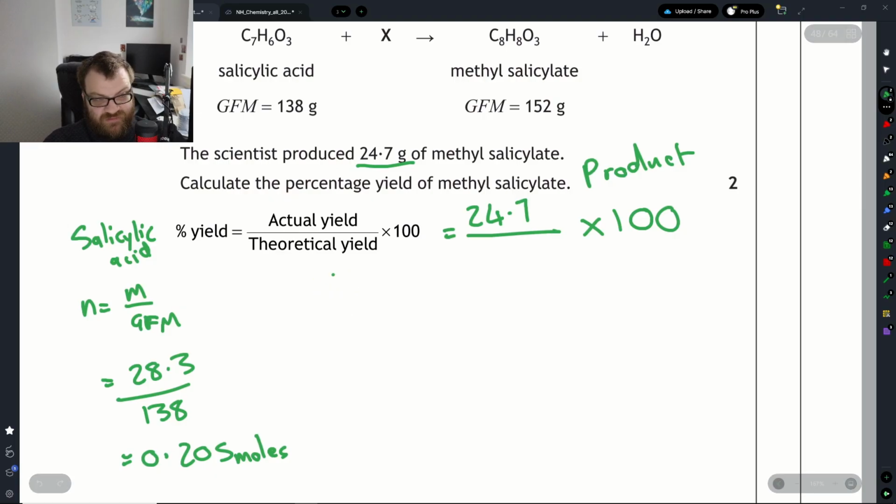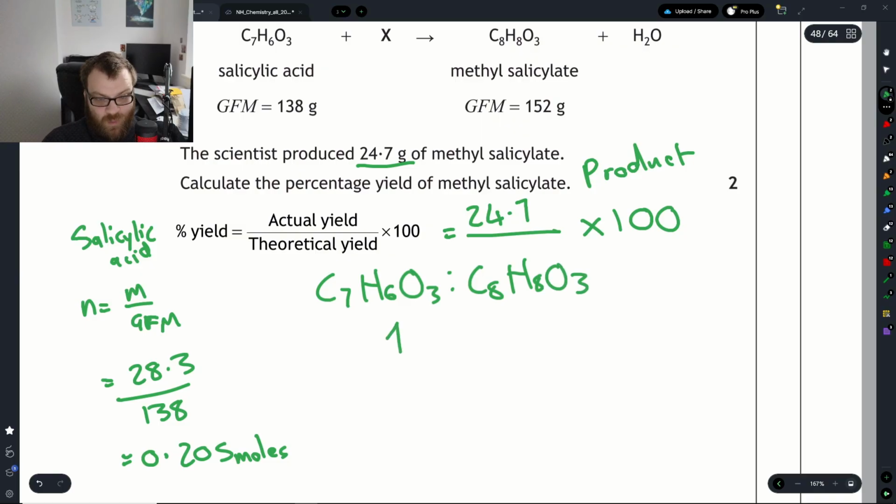We want our ratio. It is a 1-to-1 ratio. Really, we could ignore the ratio, but I like to just do it in case it's not, just to make sure we're in the habit of checking at least.